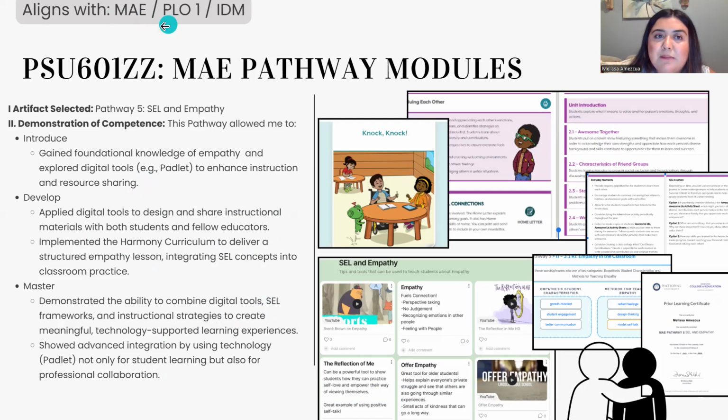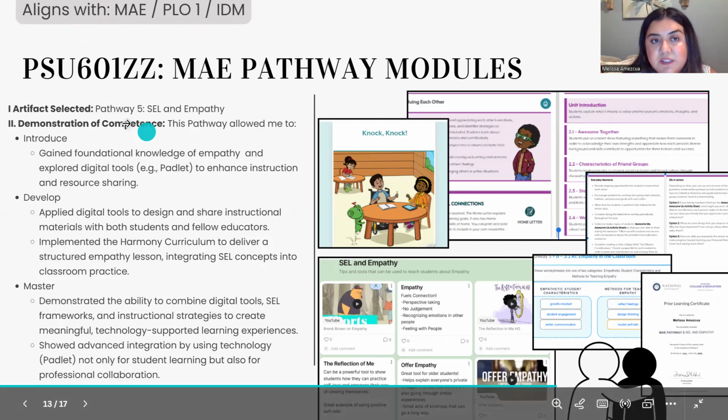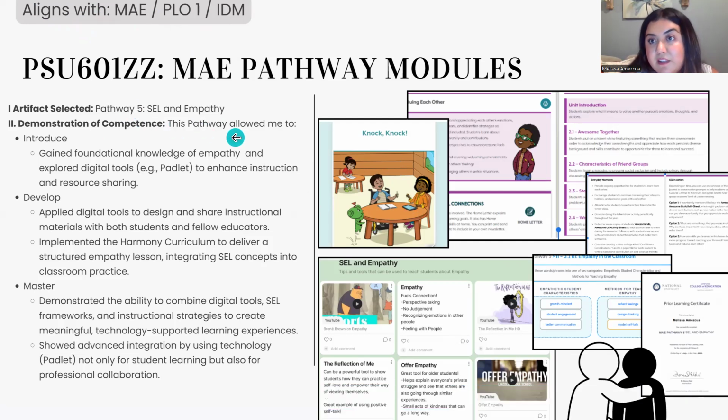So again, it shows that I met PLO 1 at an introductory, developing, and mastery level, because I was not only able to use instructional approaches, but also using those learning tools or those digital tools to further teach students about empathy using the SEL frameworks.